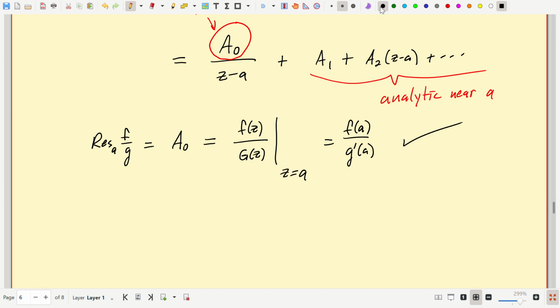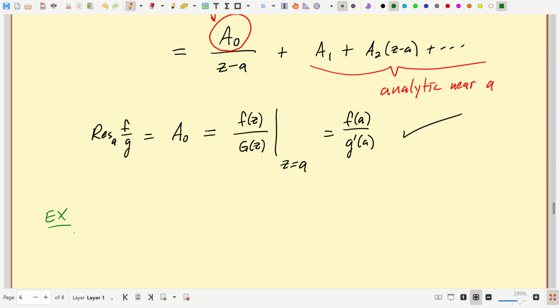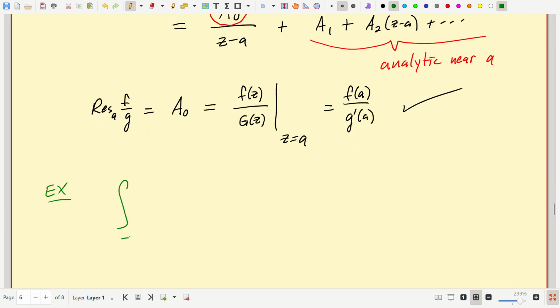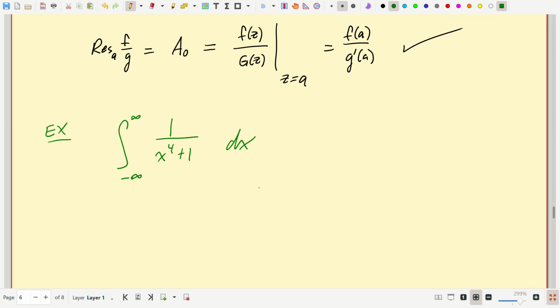My next favorite example to do is, let's do something like the integral from minus infinity to infinity of 1 over x to the 4th plus 1. That's a nasty little integral to try to calculate using freshman calculus. Best way to do it, well, you know complex analysis now, so I could do partial fractions and have a good time doing it. But the residue theorem makes it just pop right out.